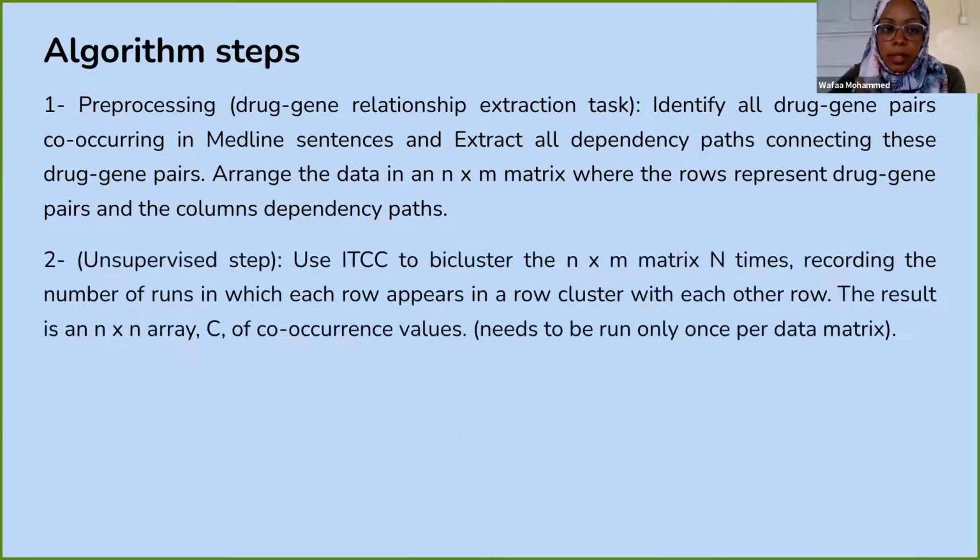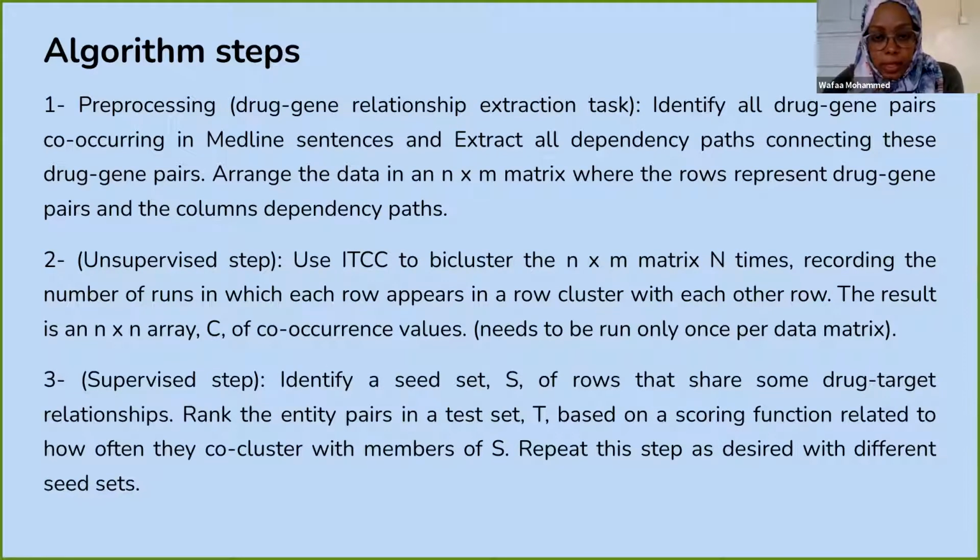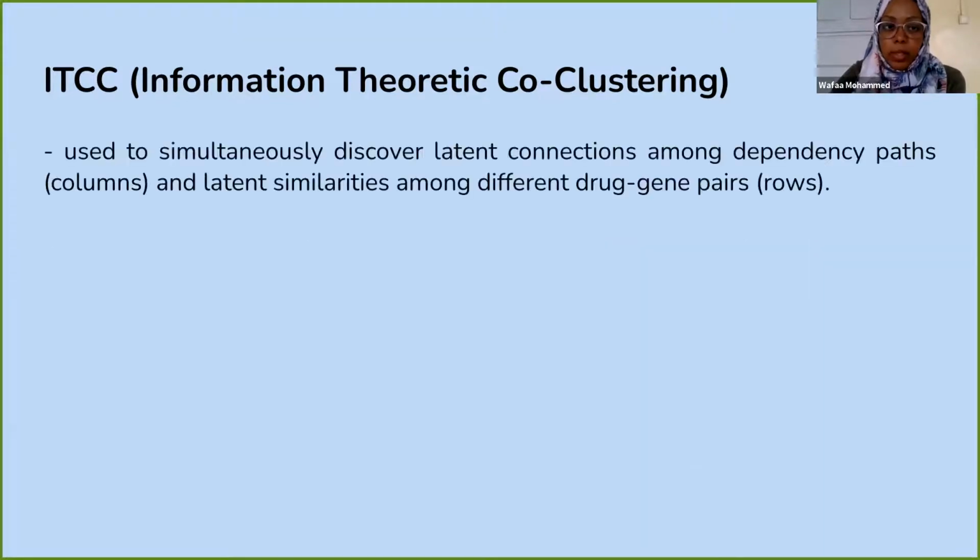The second step is the unsupervised step, which uses the ITCC algorithm, and it records the number of runs in which each row co-clusters with another row. In the supervised step, you identify a seed set and a test set, and then score the test set according to how many times it co-clusters with the seed set. So the ITCC, which is the information theoretical clustering algorithm, is used in the unsupervised co-clustering step. Awesome. Yeah, thank you so much.